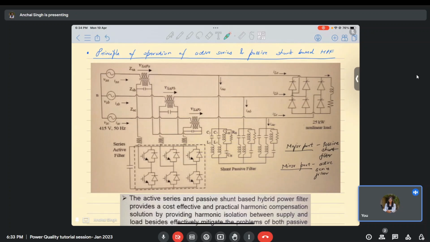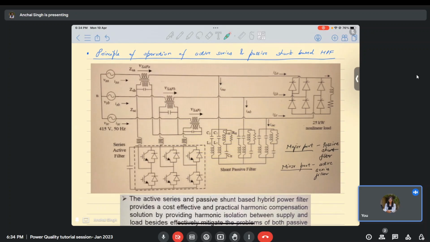Then there is another principle of operation: active series and passive shunt based hybrid power filters. In this particular topology, there is an active series and a passive shunt filter. This is also a very popular kind of topology that is being used. The major rating of this compensator is due to the presence of the passive shunt filter, and the minor part of this compensator is due to the presence of the active series filter.